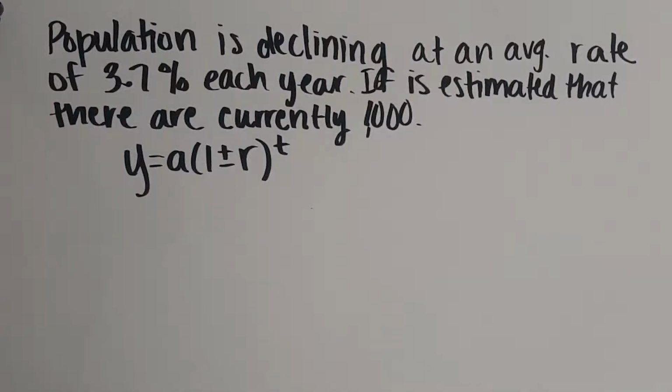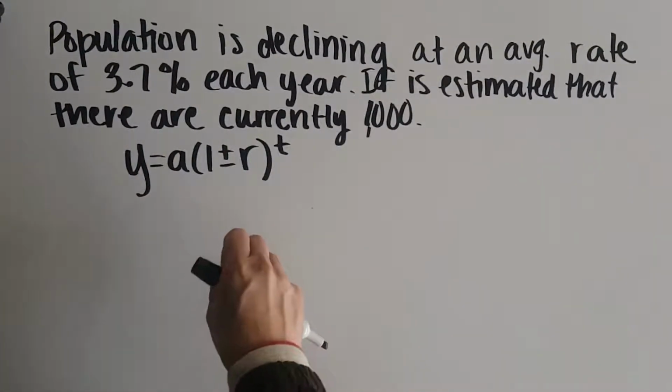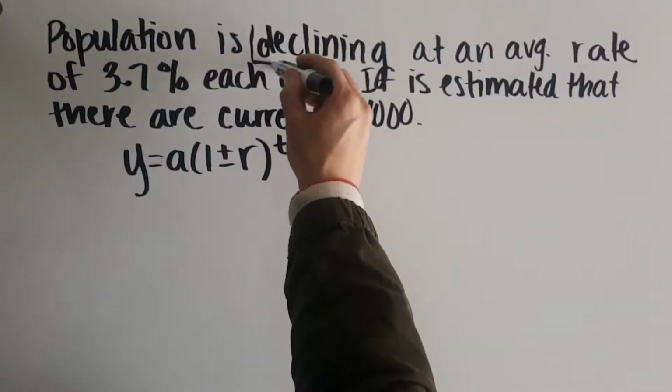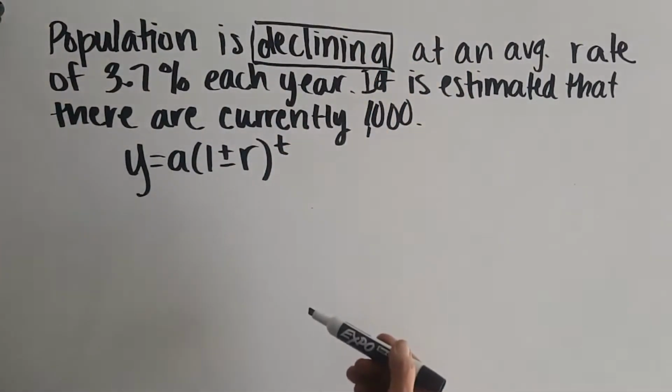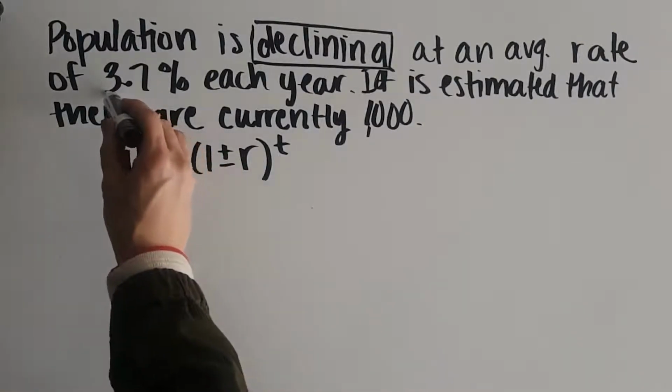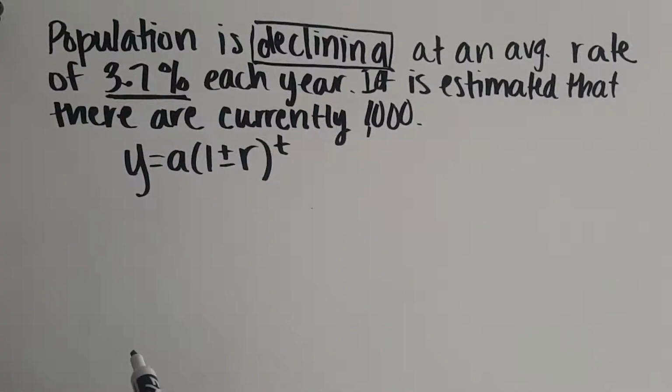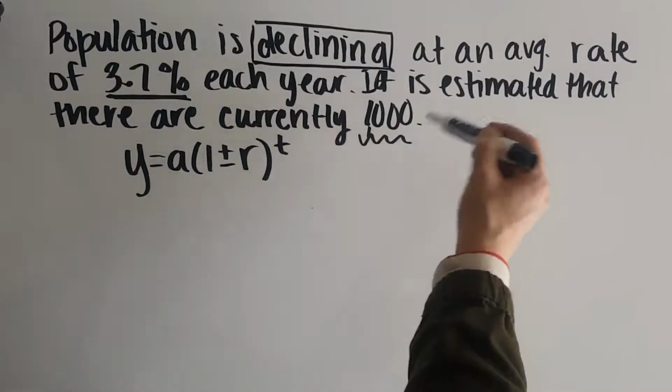So now we're going to look at an example of exponential decay instead of exponential growth. According to a U.S. Geological Survey study released last year, the population of frogs, salamanders, and other amphibians are declining at an average rate of 3.7% each year. It is estimated that there are currently 1,000 amphibians in a Missouri habitat. So I wrote down the general gist of that example here. Our population is declining. That's important because that tells us that we're decaying as opposed to growing. The average rate is 3.7% each year, and it's estimated that there are currently 1,000 amphibians.